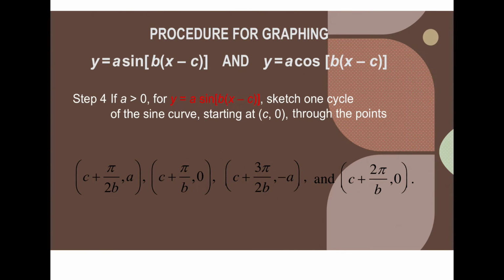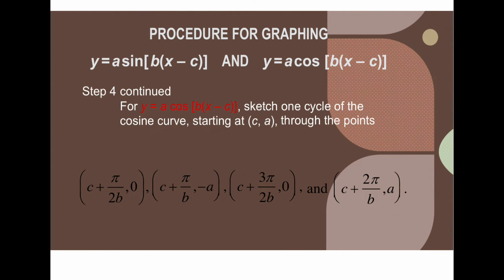values along the way. For cosine, of course, it's a little bit different because we start up at whatever our amplitude is. Usually it's at 1, but if we have something else out here, it's going to start at that point, then go to 0, then negative a, then 0, and then back up to our a.